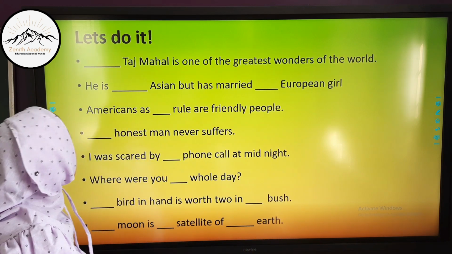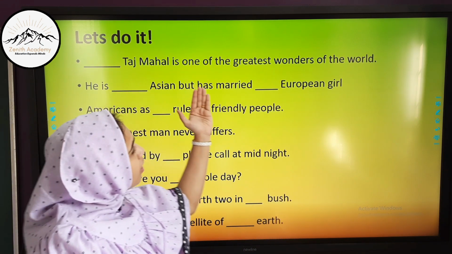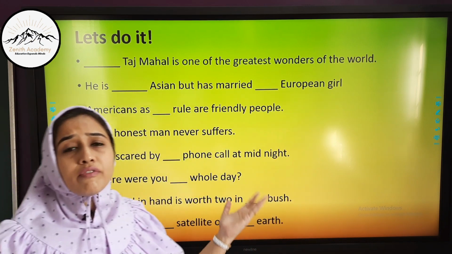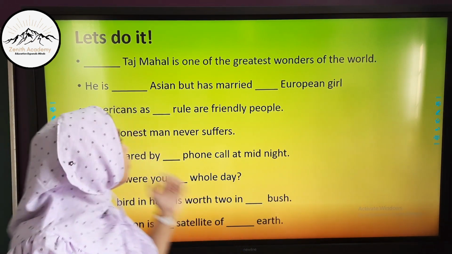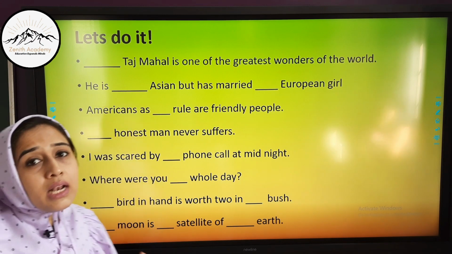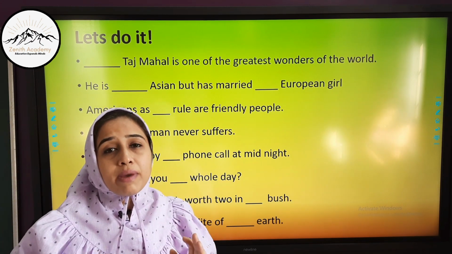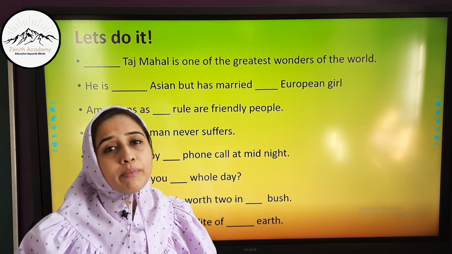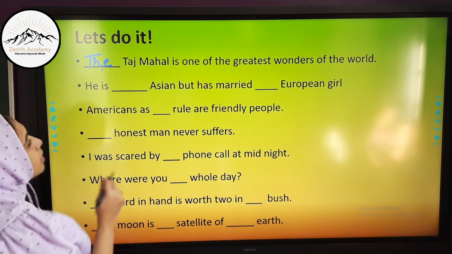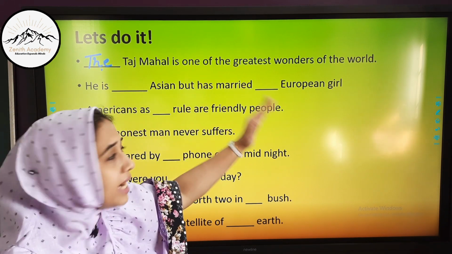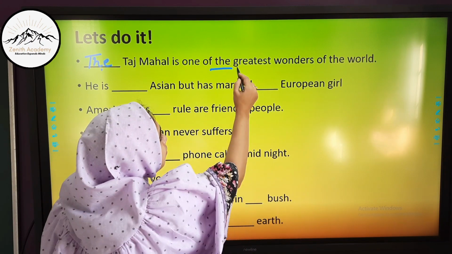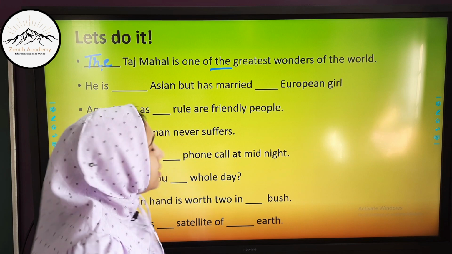Let's do it. Dash Taj Mahal is one of the greatest wonders of the world. Here we have to fill in the blanks with uses of articles a and the. So what will be the most appropriate article for the first sentence? Taj Mahal is one of a kind. When we say Taj Mahal, we are talking about one particular monument. So here we will use the article the. The Taj Mahal is one of the greatest wonders of the world. Again here the is used already because we are using the superlative degree of comparison.